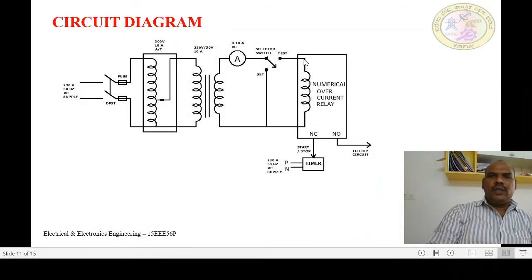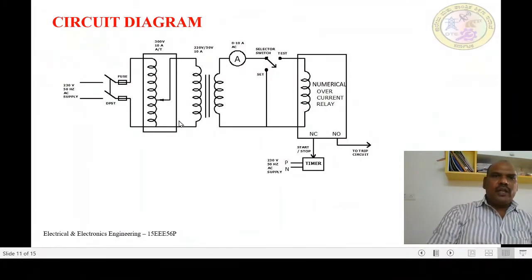And here you can see S1 and S2. These are the S1 and S2 terminals, which are connected to a current injection transformer. This current injection transformer is used to artificially create high current, which will be applied to this relay coil, and the operation of this numerical relay will be tested.